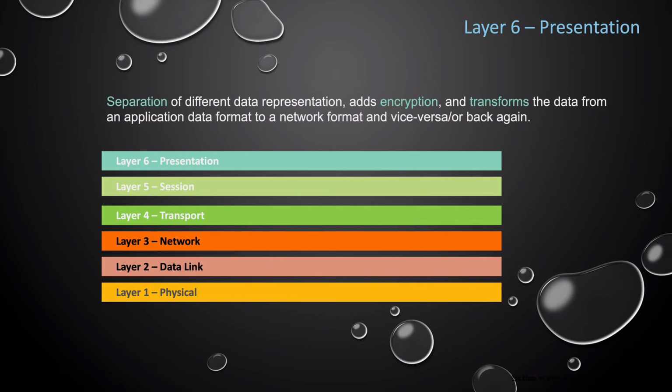Layer 6 provides the separation of different data representation. It adds encryption and transforms the data from an application data format to a network format and vice versa. It transforms data into a form that the specific application can accept and also takes the application's data and encrypts it to be sent over a network. And for many types of connections, this is not required.